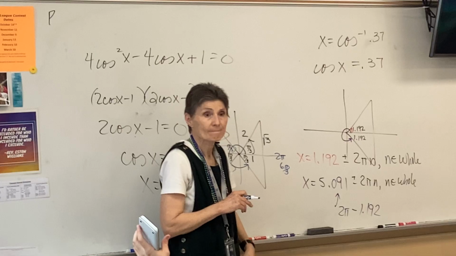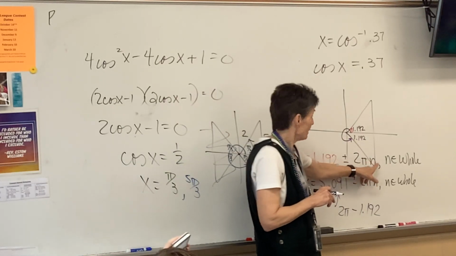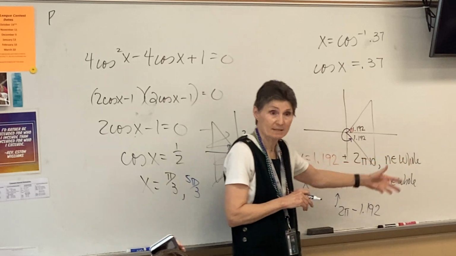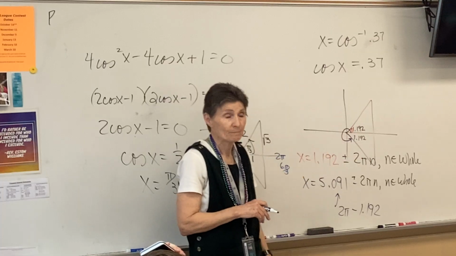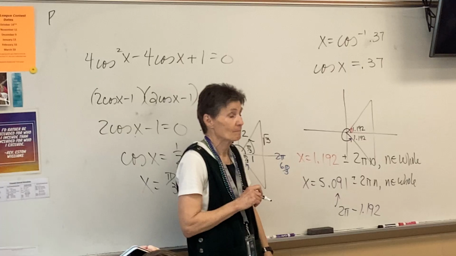What is the N? There's an N here. This means N is an element of the whole numbers. It tells me what N is. N is either 0, 1, 2, 3, 4, 5, and so on. It's the number of revolutions that you're taking.